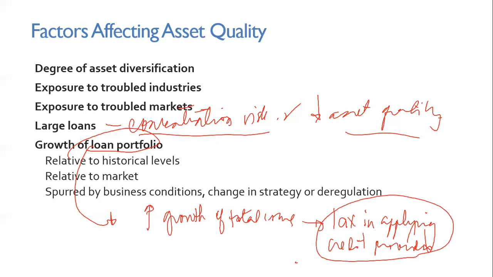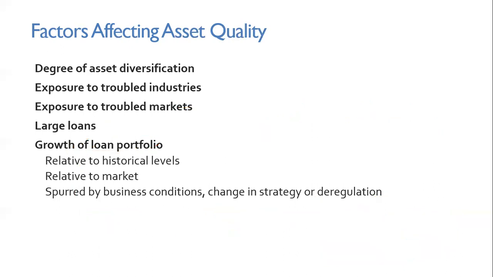Okay? Pag mataas ang loan growth, meaning if you see the trend of loans and receivables, ang tataas ng increase relative to historical levels or relative to the market or relative to the business conditions currently. Then baka mamaya kaya pala ganun is masyado ng lax in their credit policies. And so it will ultimately impact asset quality. Kasi eventually, yung mga nakalusot lang kasi lax ka sa credit procedure mo, will eventually default in their loans. And so therefore, bumababa yung overall asset quality.